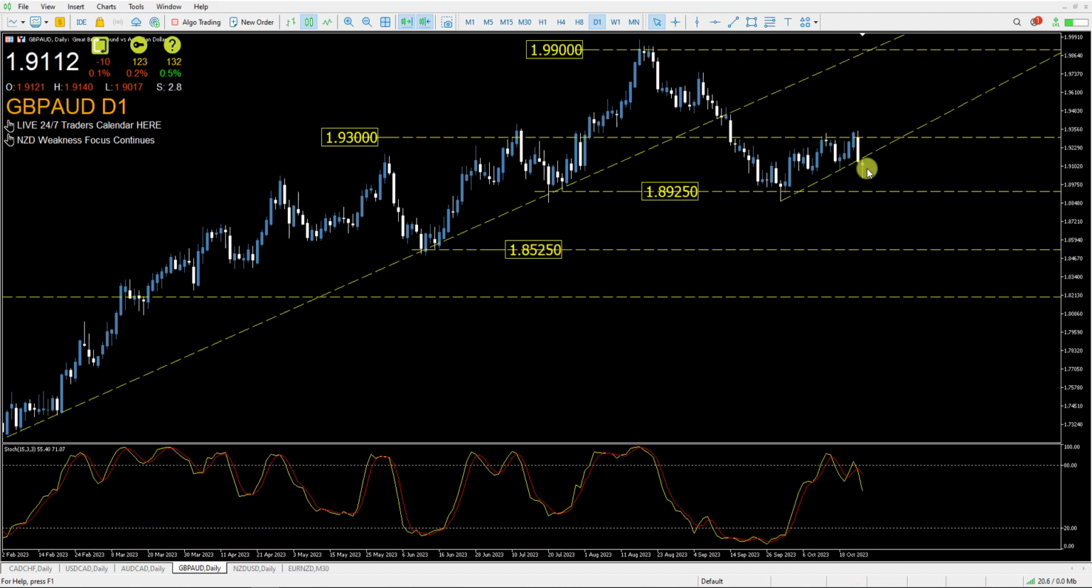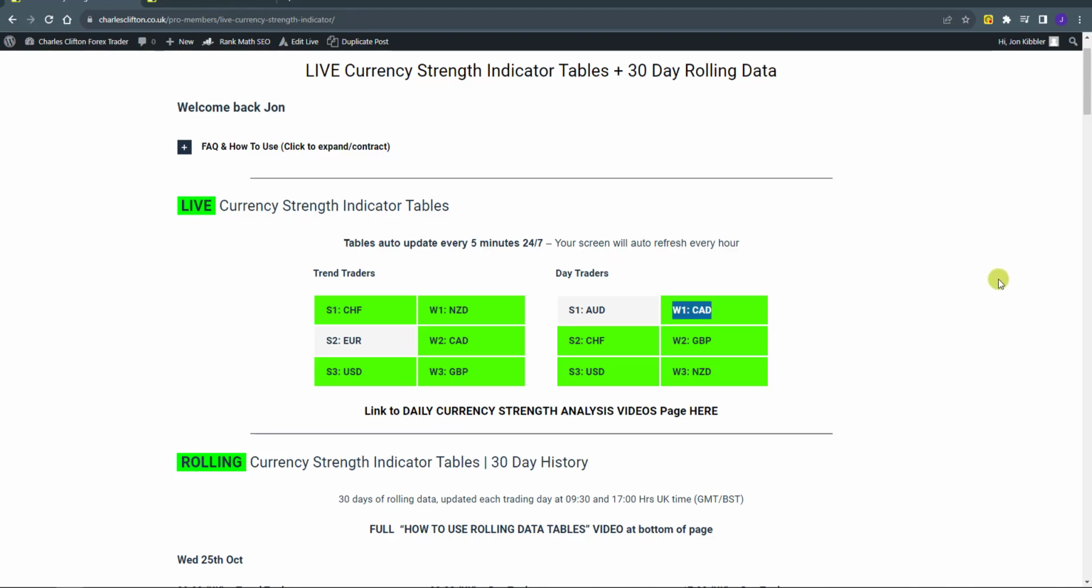The only other pair I really like then is Pound Aussie. Obviously, we rejected up at this 193 handle. If I just bring back in the tables, you'll see that pound is a weak currency. Aussie on the stronger side of things there, almost topping the day trade. Well, is topping the day traders as a strong currency. It just doesn't have any confluence from the trend trader side of things.